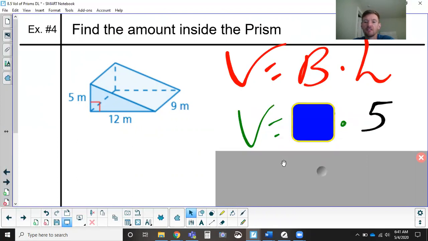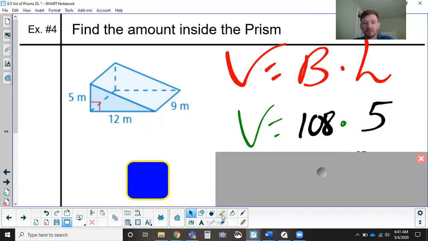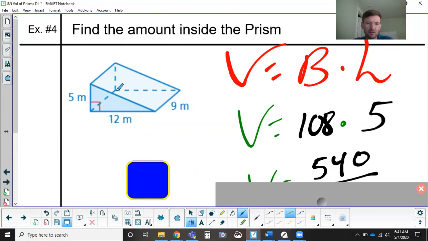Now, what is the area of the base? 12 times 9 is 108, times a height of 5. Now, here's the deal. If you have a height of 5, you get 540. But that's if the whole height is 5, and we're still missing this triangular part here. So, how much is gone?